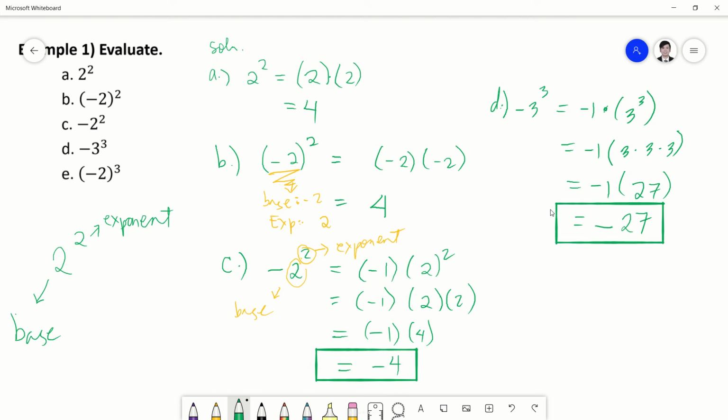And for e, we have the cube of negative 2. So notice that unlike c and d, here the negative 2 is enclosed in parentheses, which means that you need to multiply negative 2 by itself thrice. And negative 2 times negative 2, you start from the leftmost, going to the right. Negative 2 times negative 2 is 4. Then you have 4 times negative 2, so negative 8.